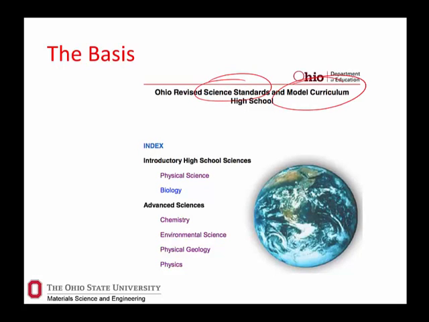The other thing that this does is this really goes right into science standards and curricula. This is what we do in Ohio. There's physical science that I'll show has loads of connections to material science. Then there's advanced sciences, chemistry, environmental science, some aspects of geology, and lots of physics link directly to material science as well, and we'll go through some of that.